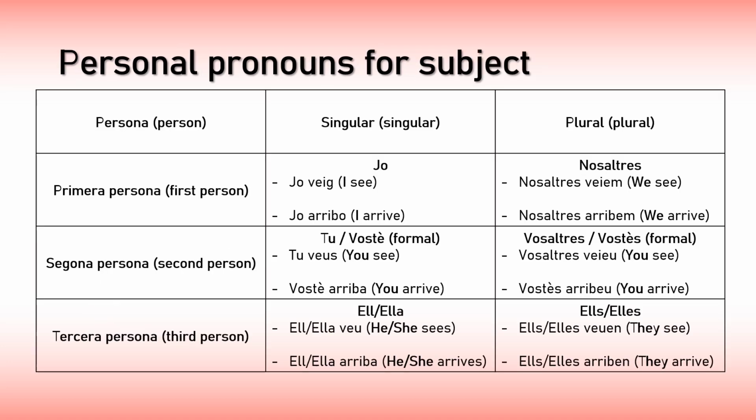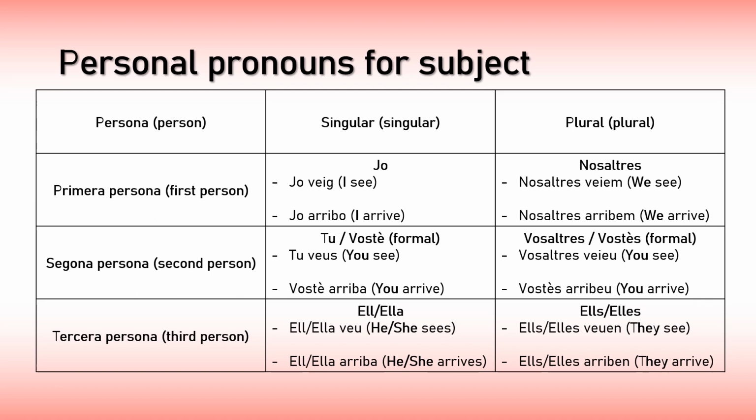So for personal pronouns used for subjects, you have categories for person and for number. For the first person, in singular, you use jo. This is the equivalent of I in English. So if you want to say I see, you say jo veig. If you want to say I arrive, you say jo arribo. For plural, you say nosaltres. Nosaltres veiem, nosaltres arribem.